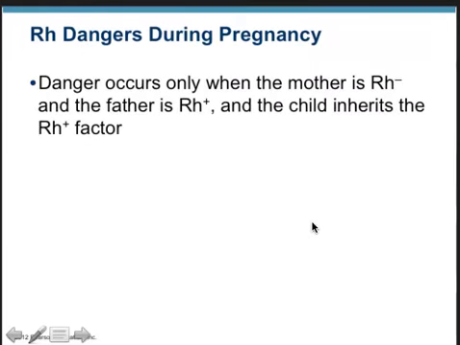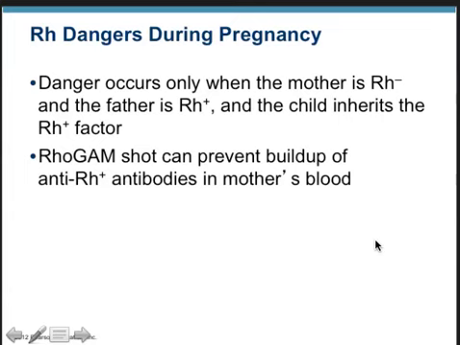So the danger occurs only when the mother is Rh negative and the father is Rh positive and the child inherits the Rh factor. The RhoGAM shot can prevent the buildup of anti-Rh antibodies in the mother's blood, and as a result, they can have as many Rh positive children as they want.